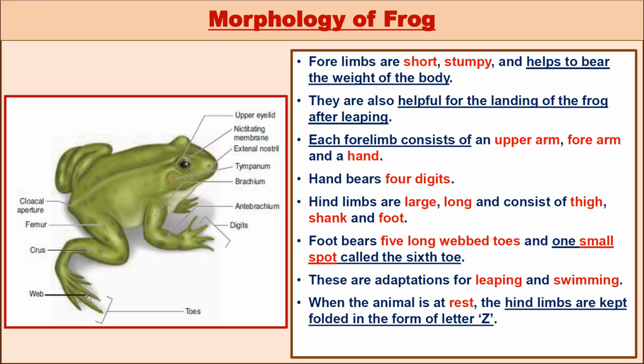The foot bears 5 long webbed toes and one small 6th toe is also present, and their body is adapted for leaping and swimming. When the animal is at rest, the hind limb gets the shape of the letter Z. They fold and get the shape of the letter Z.